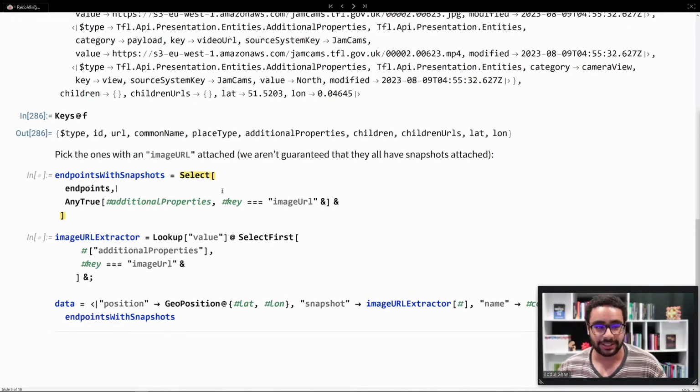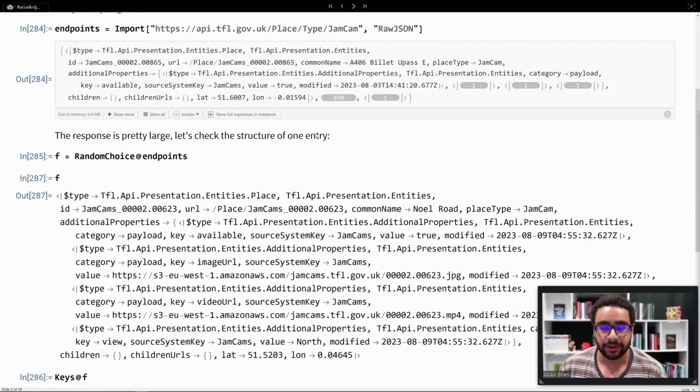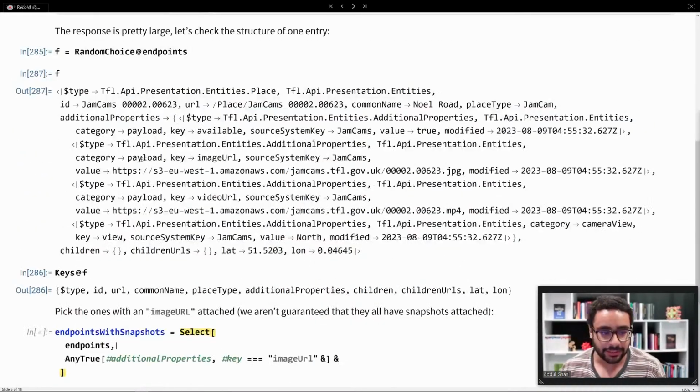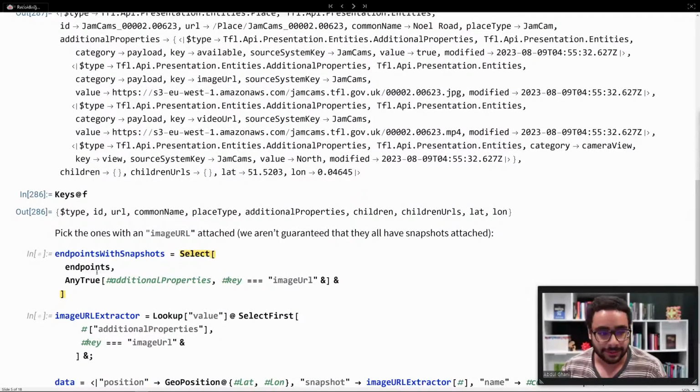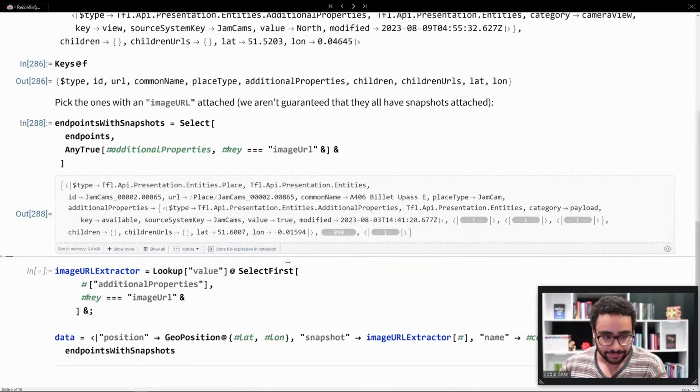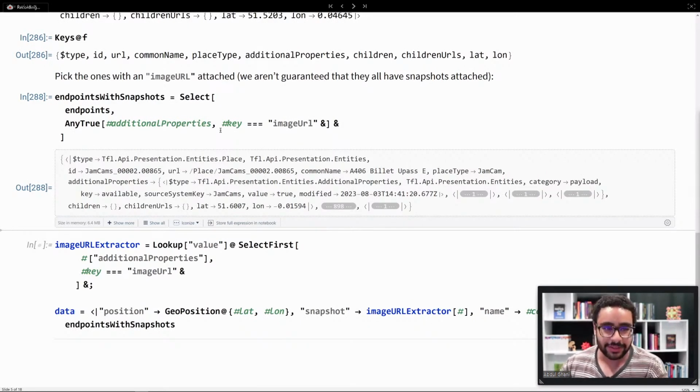First of all, there's no guarantee that all of these places have an image associated with them. We have our endpoints, but we want endpoints with pictures, with snapshots. So we select from the endpoints any of them where any of their additional properties has the key image URL. That's what's going on here. Good. Now we know that each one of these endpoints has this thing with an image URL.